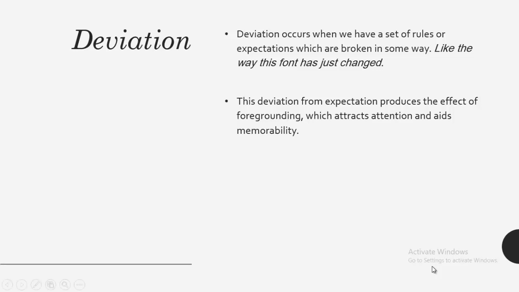And what does this do? This deviation from expectation produces the effect of foregrounding. You can see that from these two sentences, this one is more prominent than this one, because it has changed its font type. So it attracts attention and aids memorability, and it would be easy for the reader to memorize it or get it in his memory, because it is a bit different from the rest of the text.